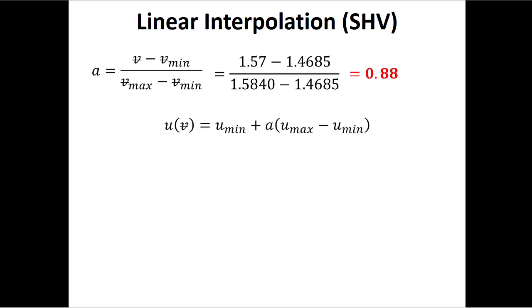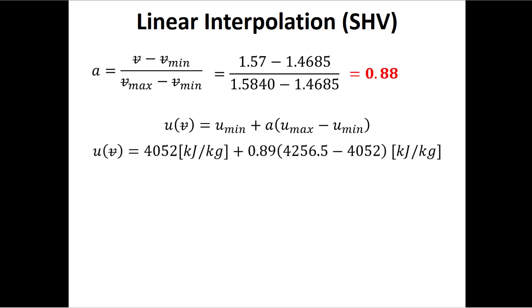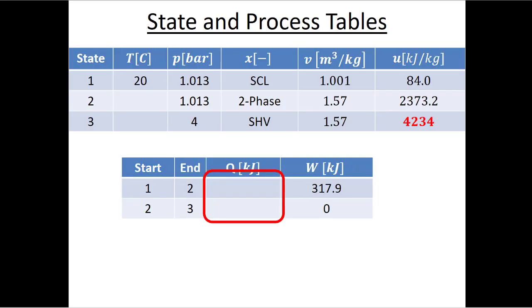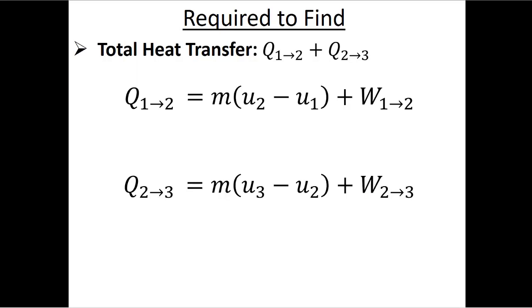So I now put that into my equation for specific internal energy. I'm using the same U min and U max that I read off the same line on the table. And I find that my specific internal energy is 4,234 kilojoules per kilogram. So I put that into my table, and now my state table is finished. And that means that I can take all this information from my state table, put it back into my two equations that I used for the first law on each of my processes, and find Q.